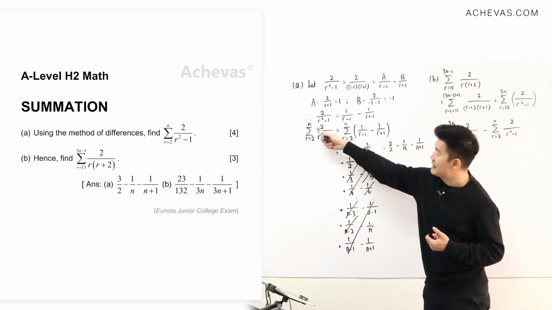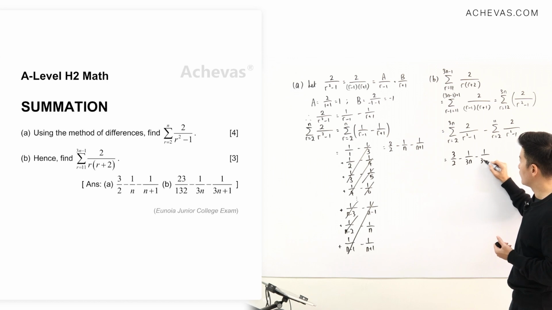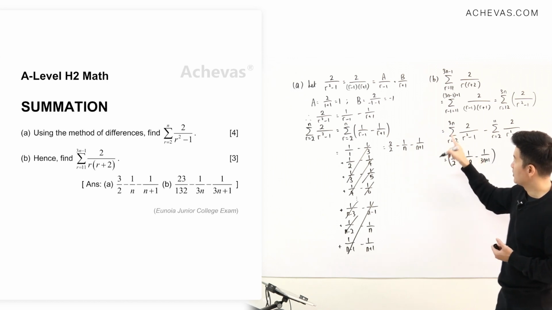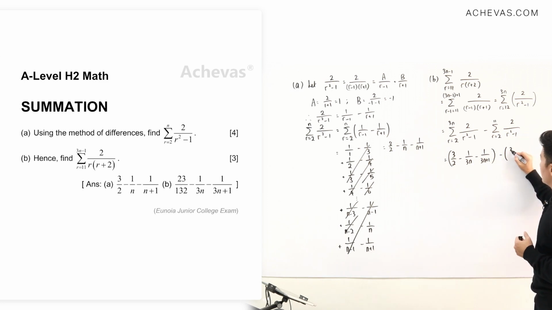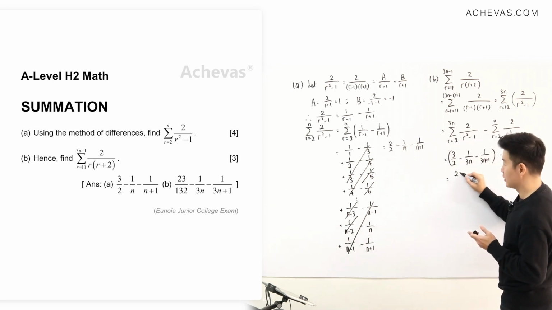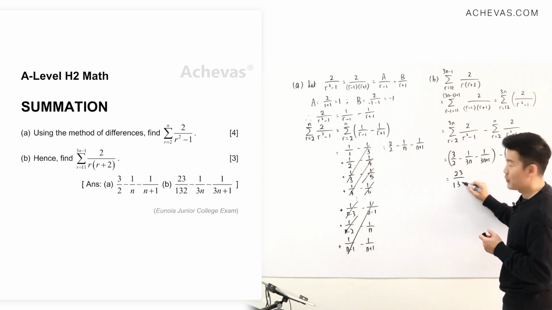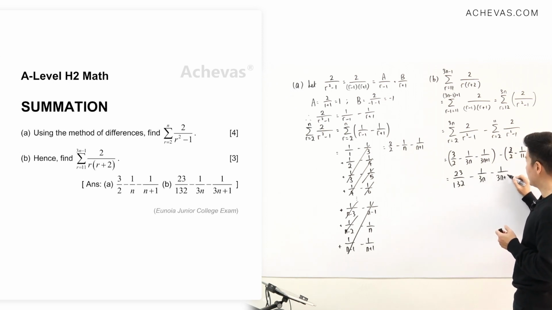I will replace all the n's here by 3n. So it's going to be 3 over 2 minus 1 over 3n minus 1 over 3n plus 1. That is going to be for this. Minus away this, I will replace all the n's by 11. So it is going to be 3 over 2 minus 1 over 11 minus 1 over 11 plus 1, so that is going to be 12. And evaluating this, we should be able to get our answer. It is going to be 23 over 132 minus 1 over 3n minus 1 over 3n plus 1.